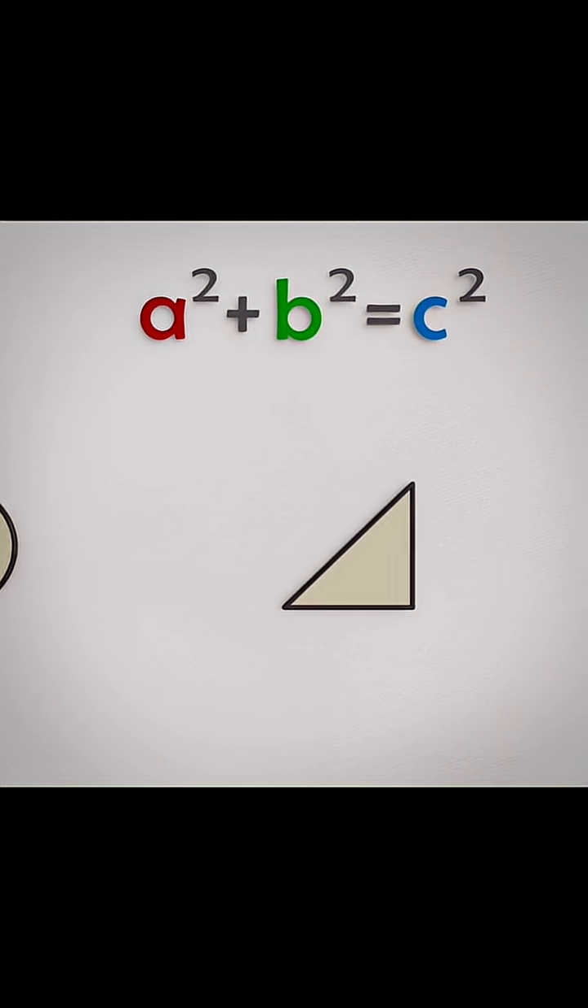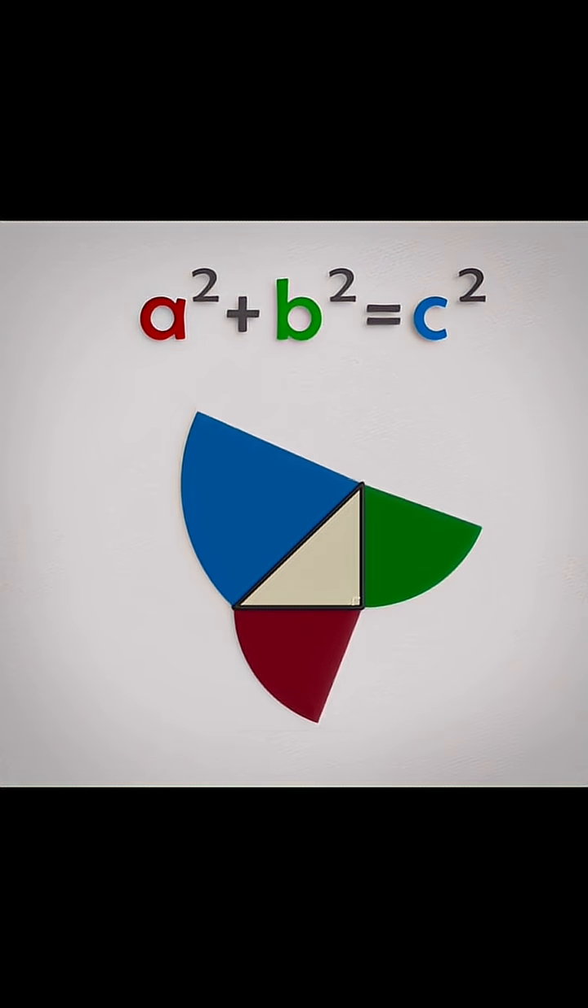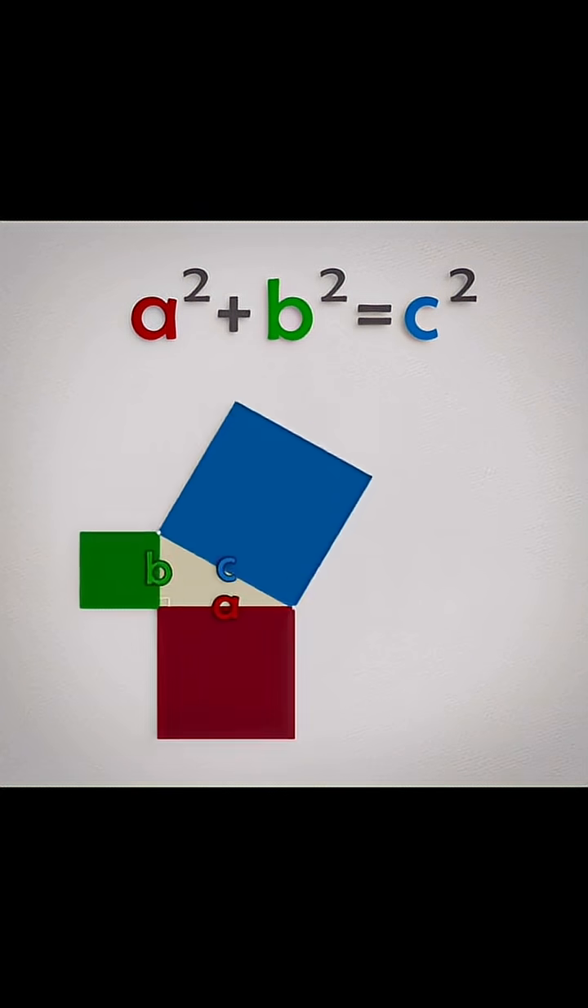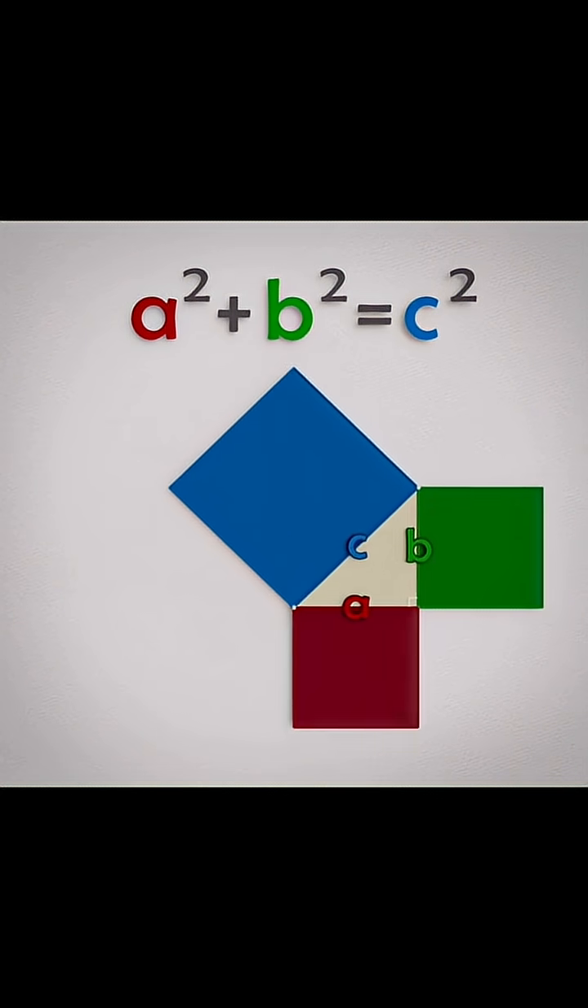Let's see. The Pythagorean theorem states that in any right triangle, if you make squares out of each side, the two squares made from the legs of the triangle together have the same area as the square made from the hypotenuse. No matter how you squash or stretch a right triangle, this will always be true.